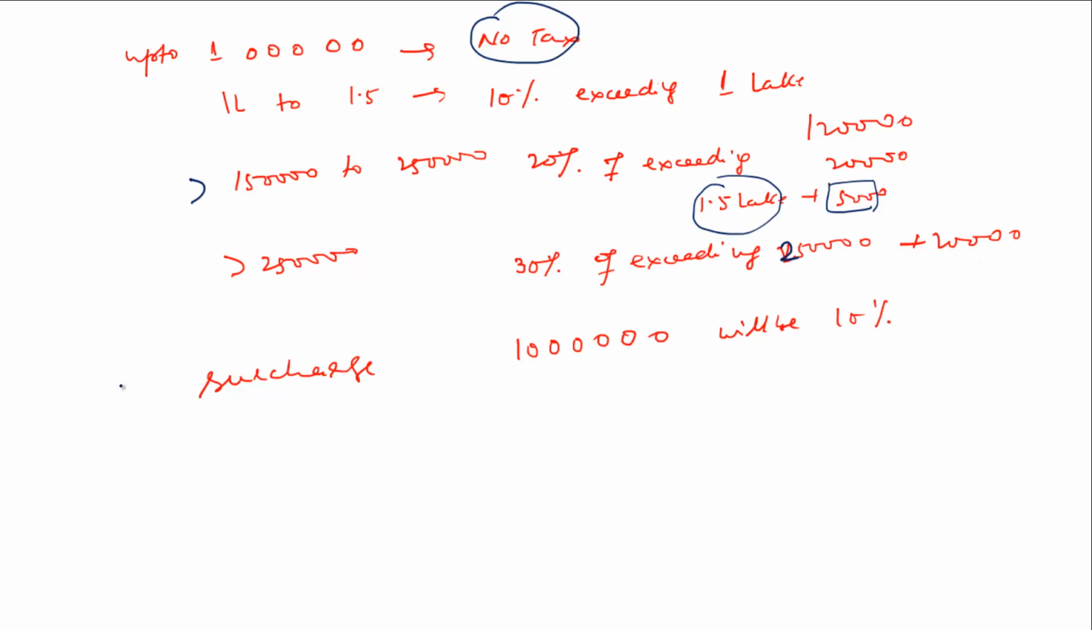But here there is another tax, that is the surcharge. If the income is more than or equal to 10 lakhs, then 10% has to be paid extra. Okay, so I think this is absolutely clear to everybody, isn't it? So let's start the class and do the programming in the Eclipse IDE.